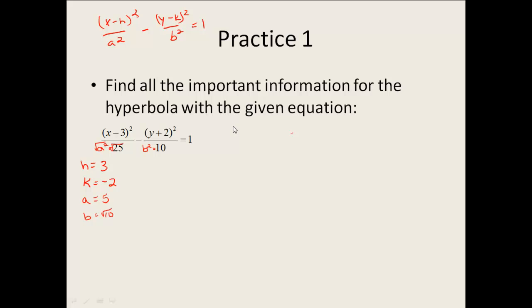From there, we can just plug in our values to find our important information. So our center is at h comma k, so it's 3 comma negative 2. The length of our transverse axis is going to be 2 times a, so 2 times 5 is 10. Our vertices are h plus a, so I'm going to have 3 plus 5, which gives me an 8, and then the k just stays k. Then I also have to do h minus a, so 3 minus 5 gives me a negative 2.